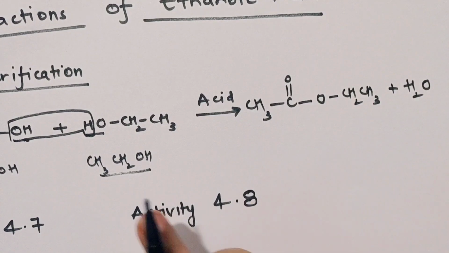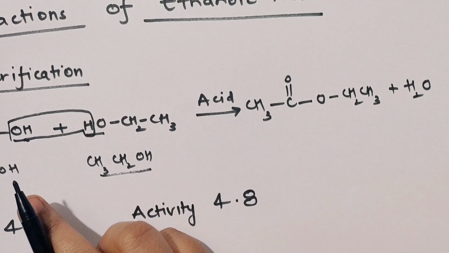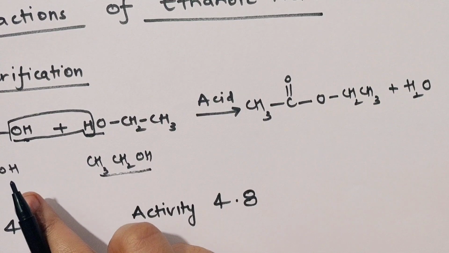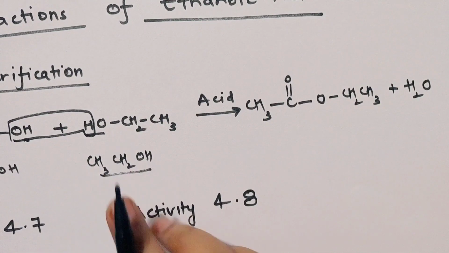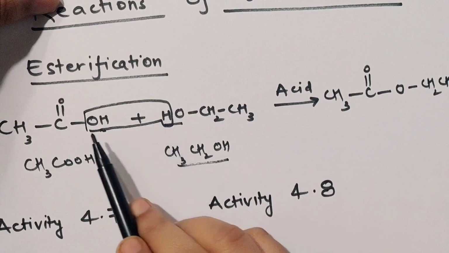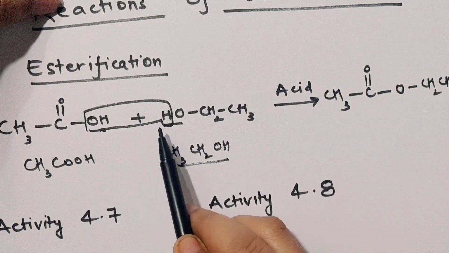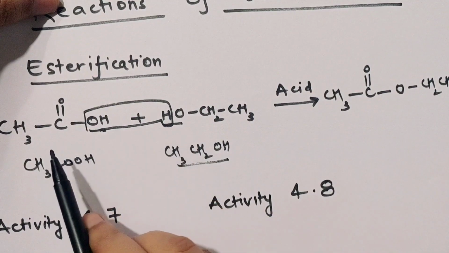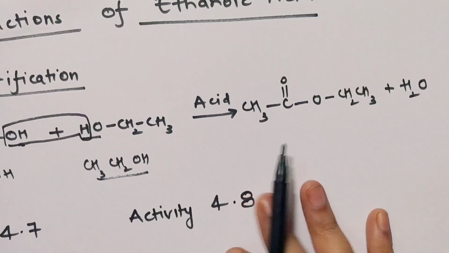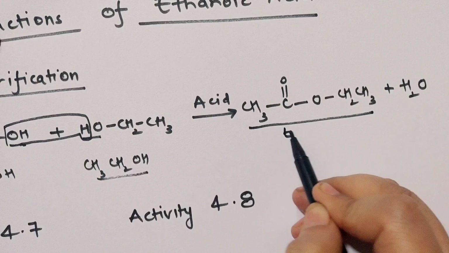Remember that for esterification, you have to take alcohol and acid, carboxylic acid and alcohol, and keep their OHs in front of each other and then just remove water. That means H2O. You have to remove that and then write the whole product as it is. Now, it's called esterification because the product that is produced is ester.